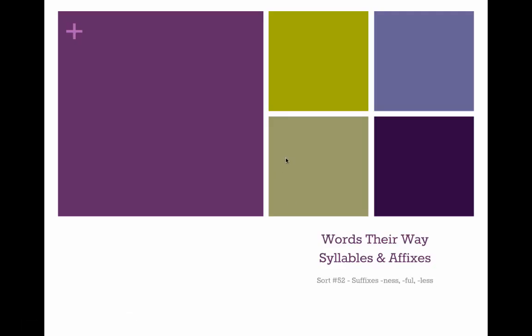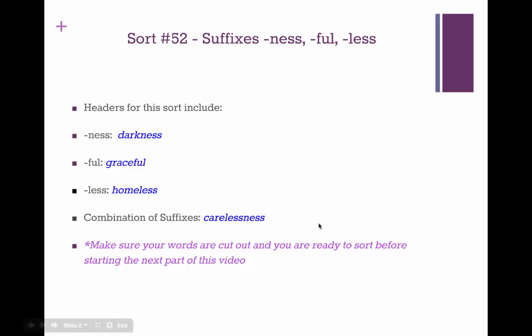Alright, you need to have your words already cut out because we are going to do this sort together, header by header or category by category. Get your words ready, have them out in front of you, and have your sorting mat from your book in front of you as well. Ready? Here we go. Headers for this sort include ness, like darkness, full, like graceful, and less, like homeless.